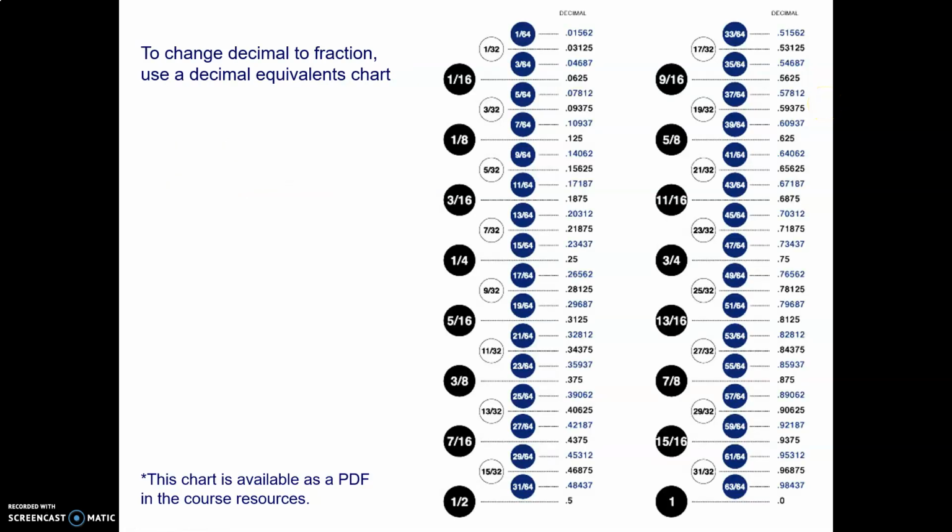If you've got a decimal and you want to change it to a fraction, one thing you can do is just use one of these charts. And an awful lot of drafters have these charts sitting right on their desk somewhere. These are handy. And I've put this chart in PDF form in the resources for you, so if you want to grab a copy, go for it.